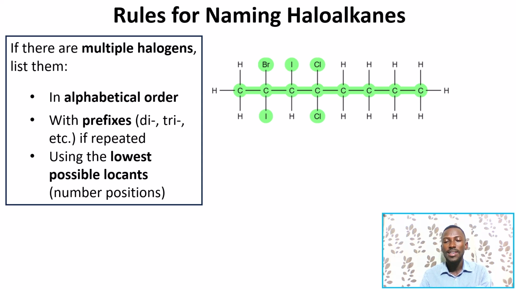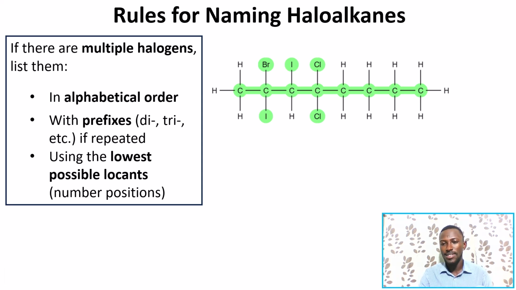Alphabetical. Then if a halogen repeats, you can see that iodine appears twice. So you are going to use a prefix like di or tri if they appear how many times? 3 times. And then the next rule is to use the lowest possible locant. So let's get started with this.